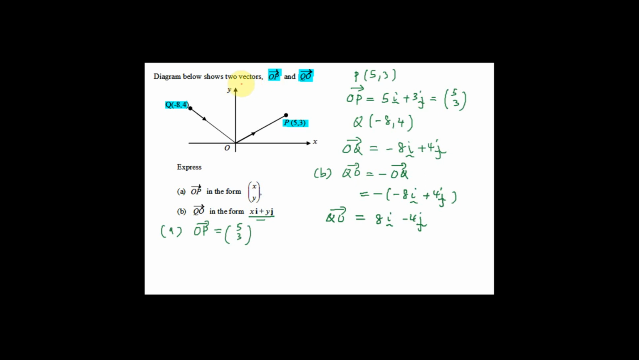So listen carefully here. For all the questions on vector, the direction is very important. So QO is this direction. QO is 8i minus 4j, whereas OQ will be in this direction. This is your OQ, which is negative 8i plus 4j.